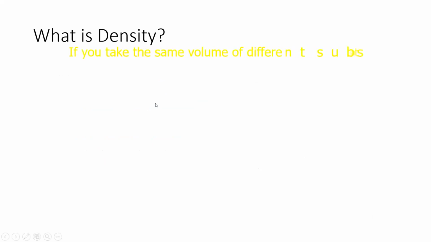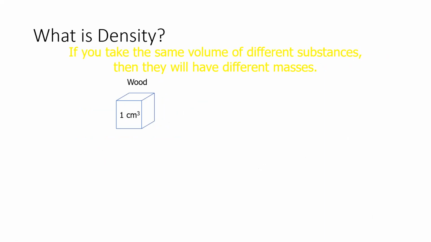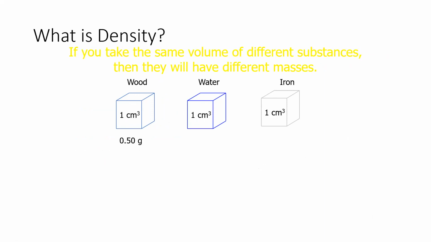So what is the concept of the density? Basically, if you take the same volume of different substances, they will have different masses. For example, you took wood with a volume of 1 cm3. Then you took water, also with a volume of 1 cm3. And then you took iron, also with a volume of 1 cm3. So we took equal volumes of wood, water and iron. The mass of the wood is 0.50 gram. The mass of the water is 1 gram. And the mass of 1 cm3 of iron is 8 gram.